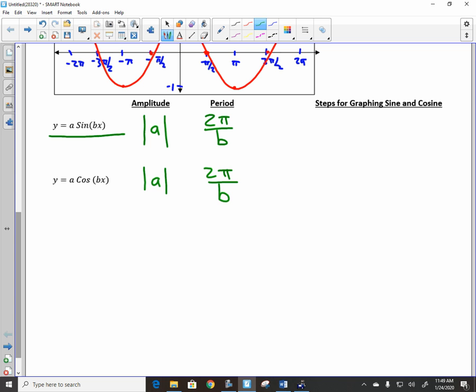And then, so how do we go about graphing these? Well, number one, mark off the amplitude. Great, I mark off the amplitude. Second thing, we mark off the period. And then once you mark off the amplitude and the period, the difference between sine and cosine, we can really figure out by identifying where it starts. Starting point.